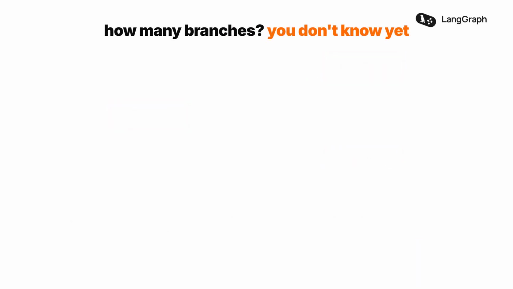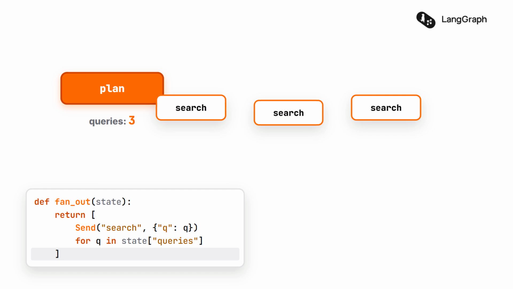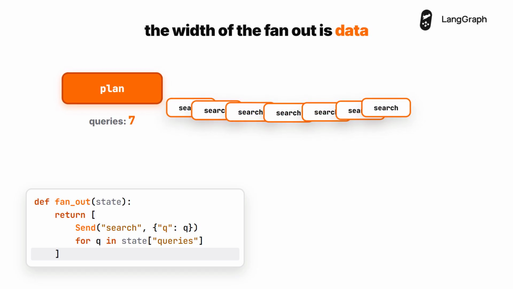Every edge so far was fixed at compile time. You knew while writing the code how many branches there were. Now suppose that number depends on the data. A planner produces 3 queries today and 7 tomorrow. You cannot write 7 edges for a number you do not have yet. Send solves this. A routing function is allowed to return a list of send objects instead of a string, and each send says, run this node with this payload. 3 sends means 3 parallel copies of the search node. 7 means 7. The width of the fan-out is now data.